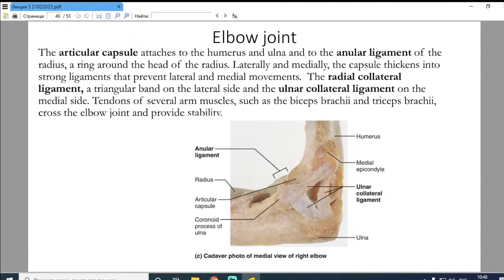This is the medial epicondyle, this is the annular ligament, ulnar collateral ligament, this is the radius bone, this is the coronoid process of the ulna, this is the ulna, this is the olecranon process of the ulna.